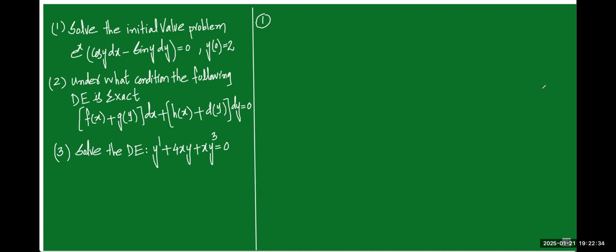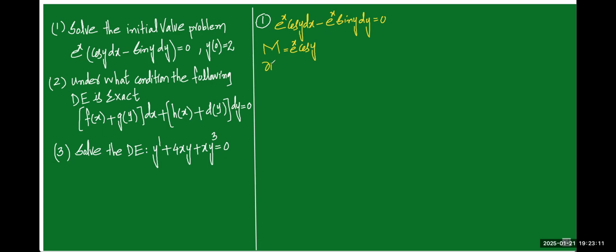Let me reduce some steps by multiplying e power x for both of these two terms. e power x cos y dx minus e power x sin y dy is equal to 0. It is obviously the M dx plus N dy form. So what about M? M is e power x cos y.